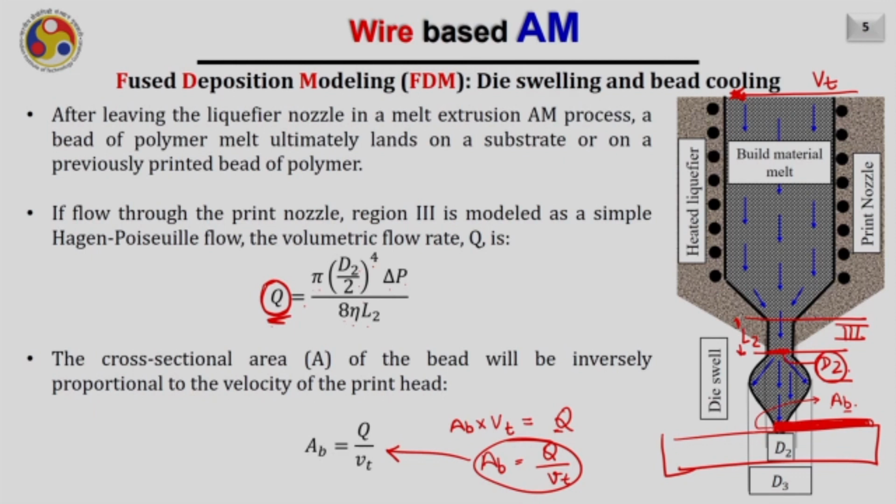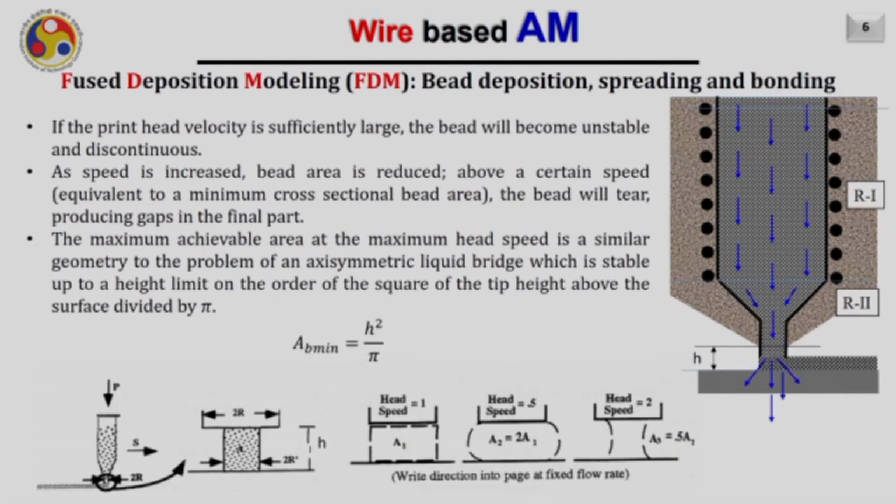Now we know the cross section which is going to deposit of the bead on the substrate. Now if the print head velocity is sufficiently large, the bead will become unstable and discontinuous. Meaning to say, if your print head is moving with a very high velocity, in that case you may not be able to get the continuous bead, it may be discontinuous. This is because the bridge transformation may not occur between the die and the substrate.